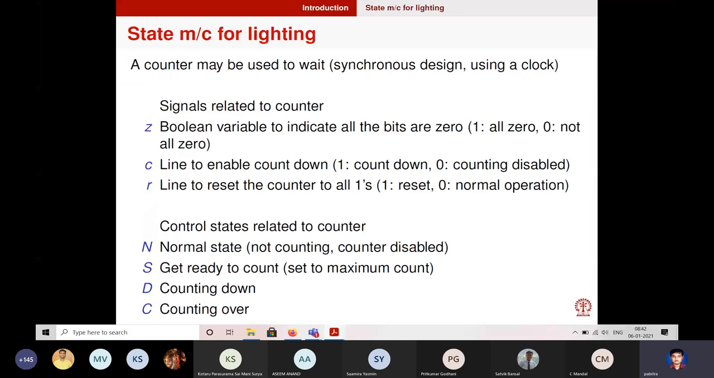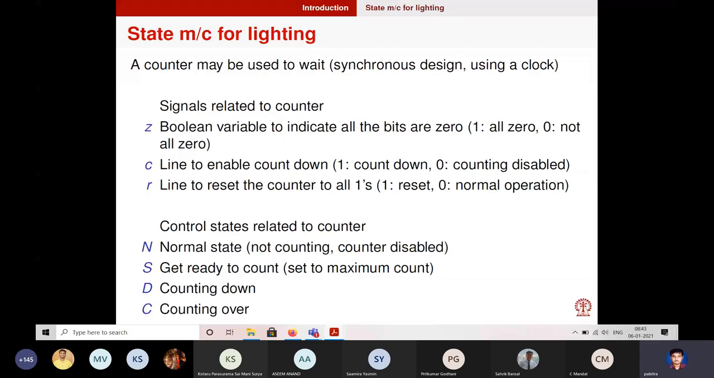So instead of decimal, naturally in a computer we will not have decimal, but we will have binary states, bits. It will be a set number of bits, and these bits will change from 0 to 1 and so on. Let's say we have a Boolean variable z, which is 1 when all the bits are 0. That means the counter is in its initial state. And z is 0 if it is not in the initial state, that is, at least one of the bits is different.